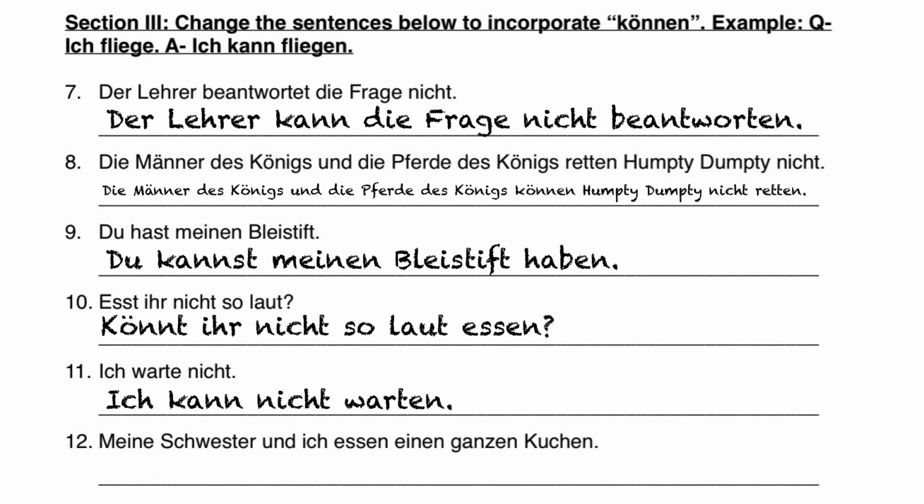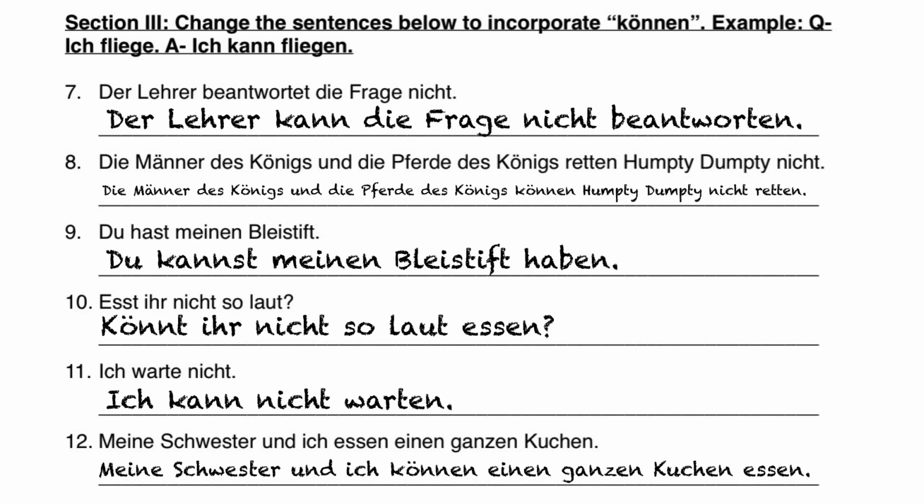In Nummer 12, we have meine Schwester und ich essen einen ganzen Kuchen. My sister and I are eating an entire cake. If we want to say my sister and I can eat an entire cake, we take essen as the infinitive form, which happens to be the form that it's already in, and we push that to the end of the sentence. Then we conjugate können, which in this case is können because it's the wir form, and we put that where essen used to be. Meine Schwester und ich können einen ganzen Kuchen essen.